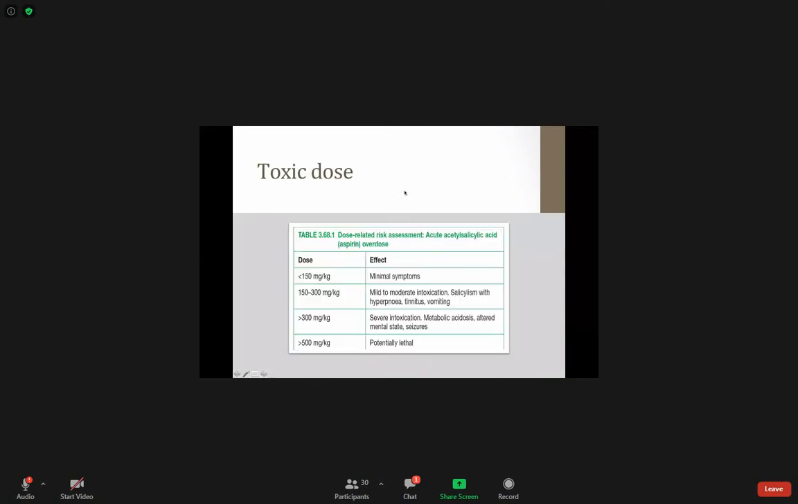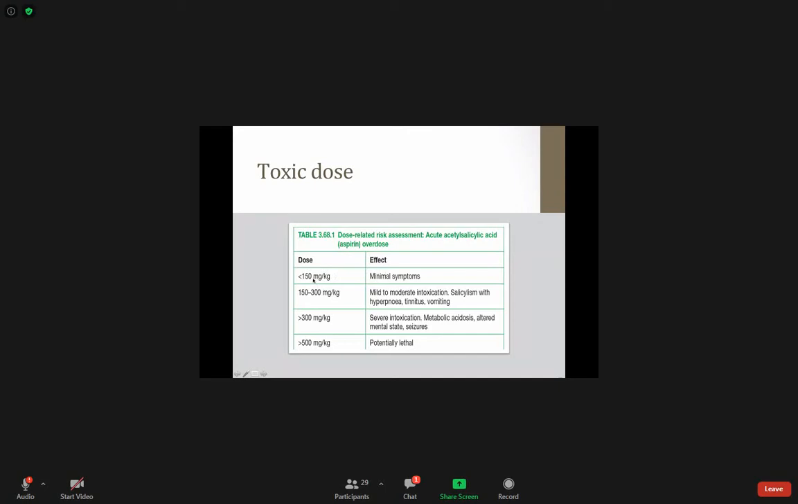Now aspirin is mostly used as an antiplatelet in 81 milligrams dose, which is nothing. Before it was like 600 milligrams for anti-inflammatory effect. So again, as I said in acetaminophen, less than 150 milligram per kilogram does not cause toxicity. We're happy with it usually.